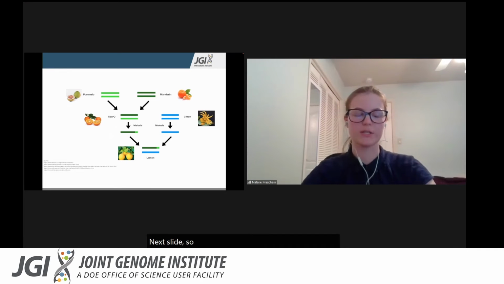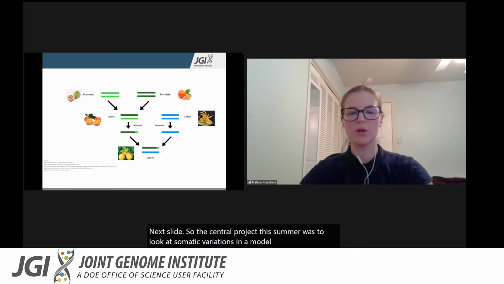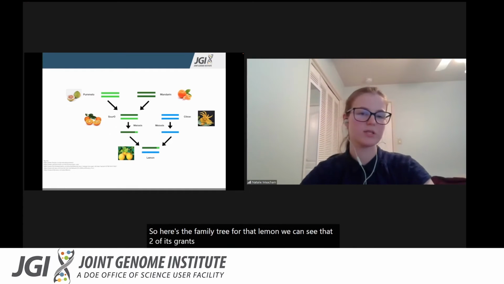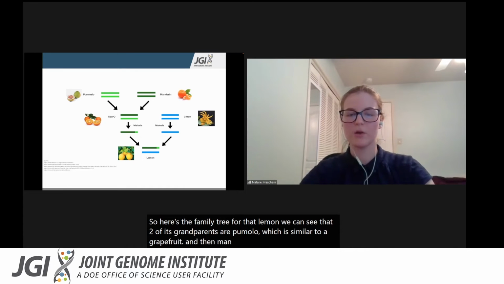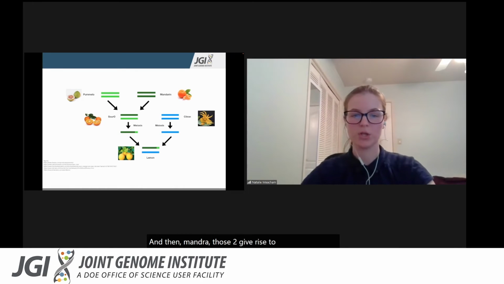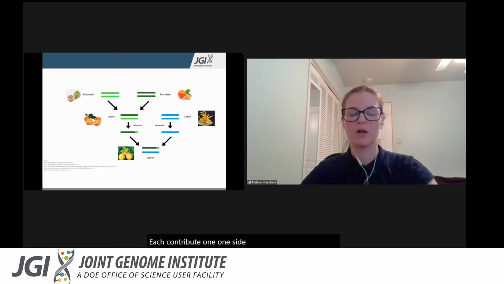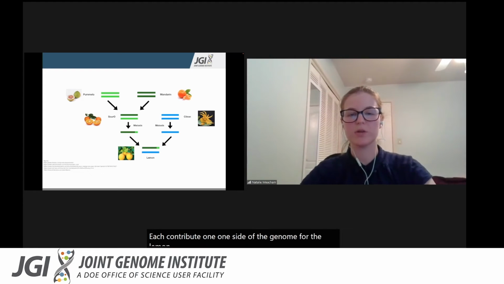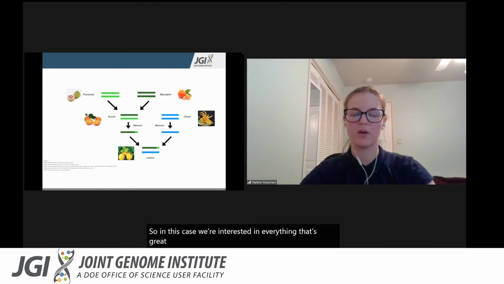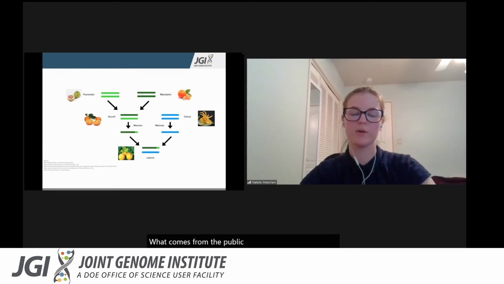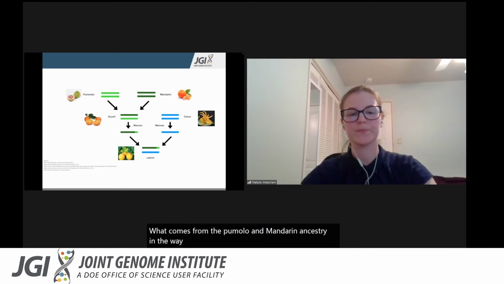So the central project this summer was to look at somatic variations in a modern day lemon. So here's the family tree for that lemon. We can see that 2 of its grandparents are pomelo, which is similar to a grapefruit, and then mandarin. Those 2 give rise to sour orange, and then sour orange and citron each contribute one side of the genome for the lemon. So in this case, we're interested in everything that's green. So we're looking at the combination dark green, light green genome, aka what comes from the pomelo and mandarin ancestry in the lemon. Next slide.